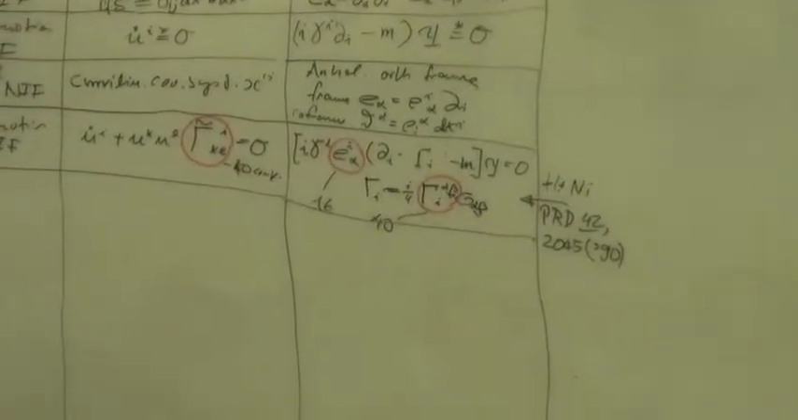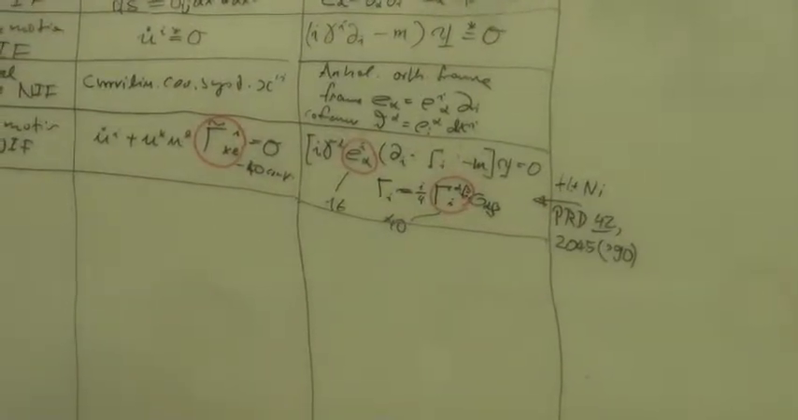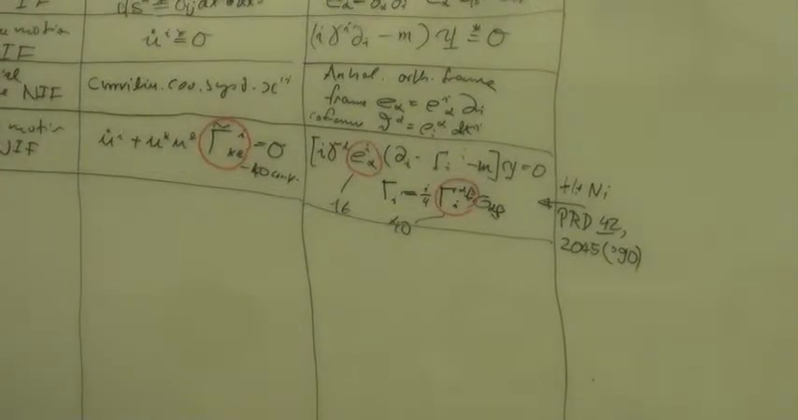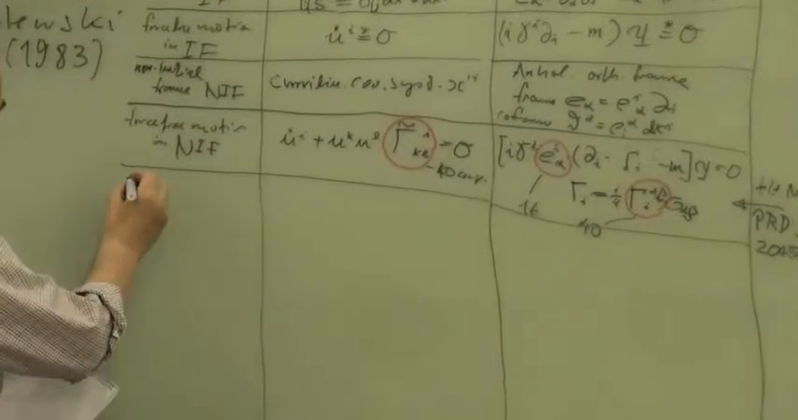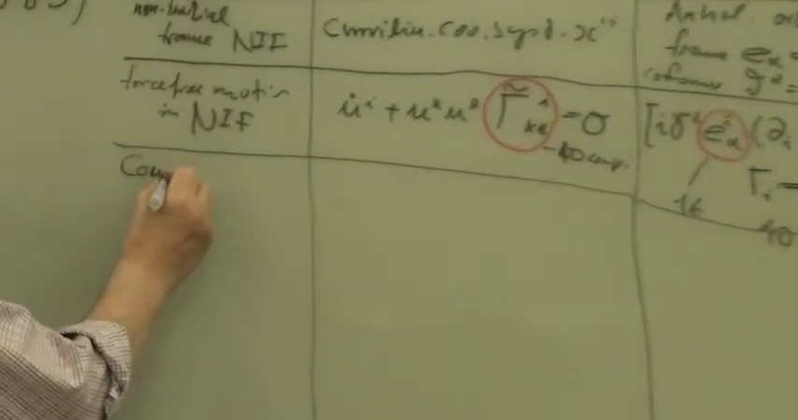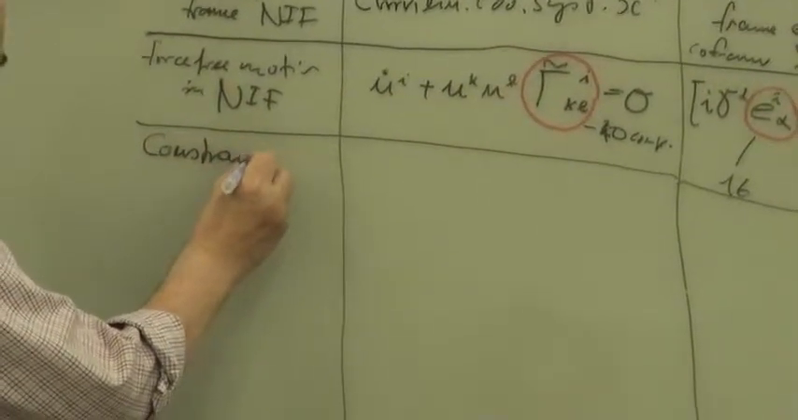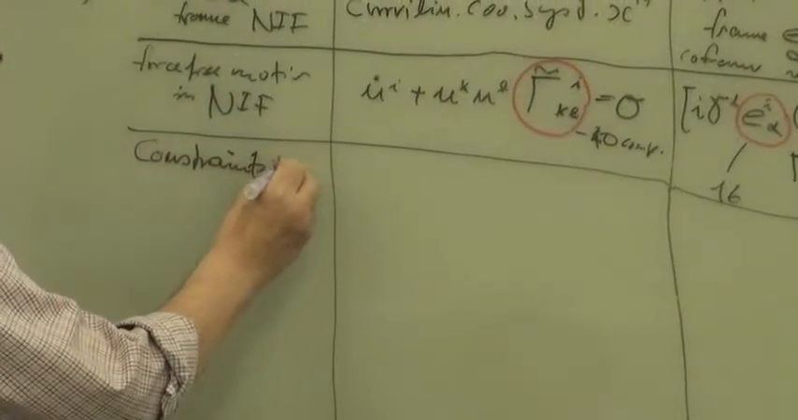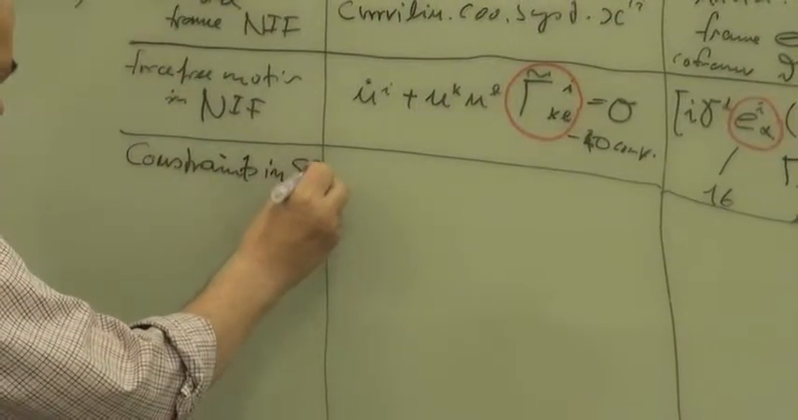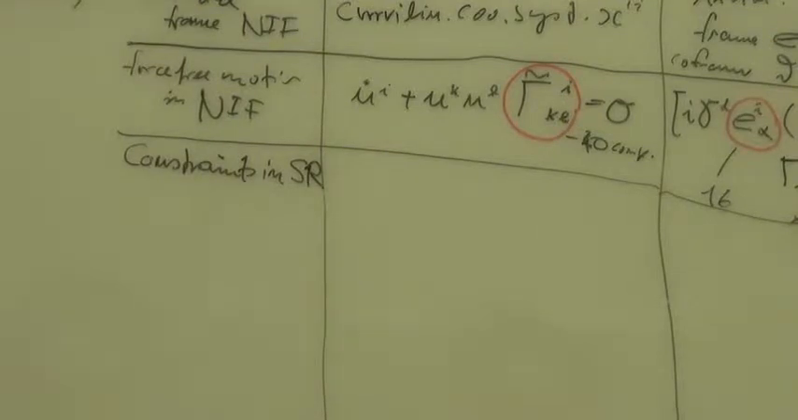Okay, so now we are in a flat space-time, so still we have certain constraints in special relativity. We are still in special relativity. All we did is to investigate non-inertial frames.